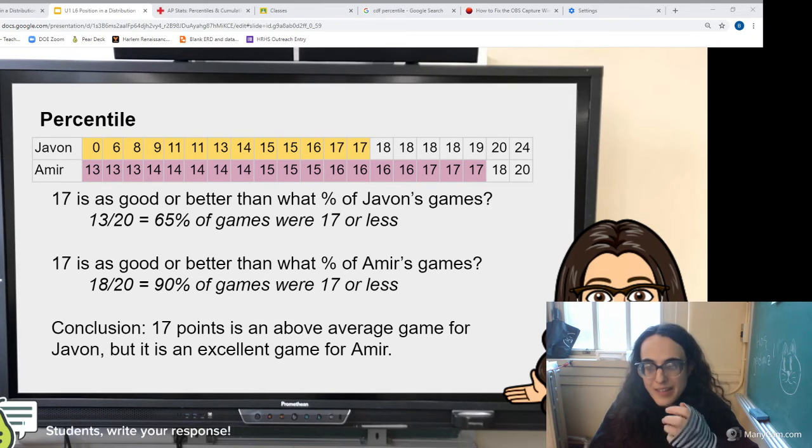So really, it's kind of funny to think, if you just look at the numbers originally and you see that 0 and the 6 and the 8 and the 9 for Javon, and you're like, oh, well, compared to that, the 17 is pretty great.